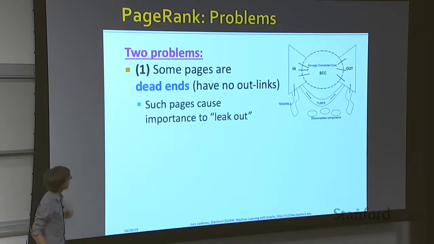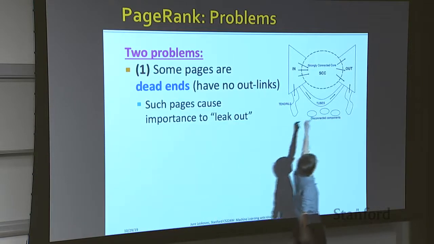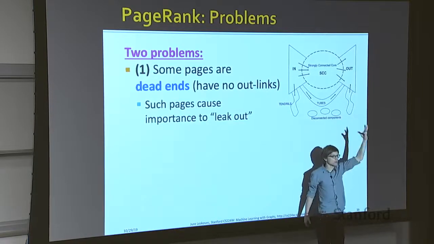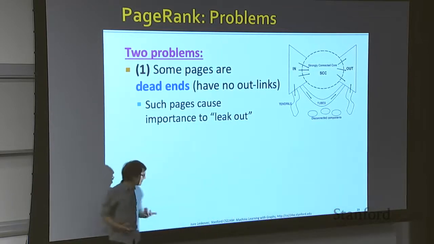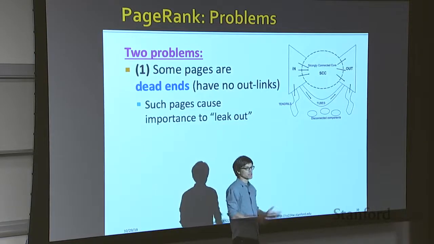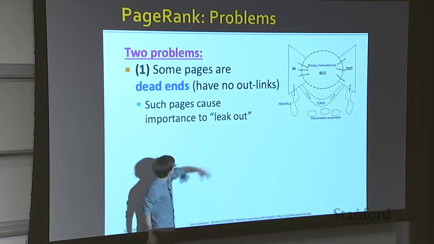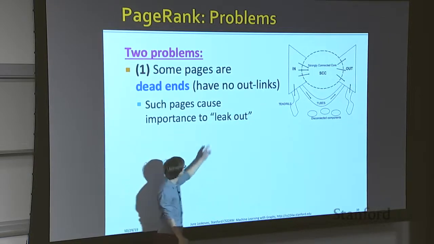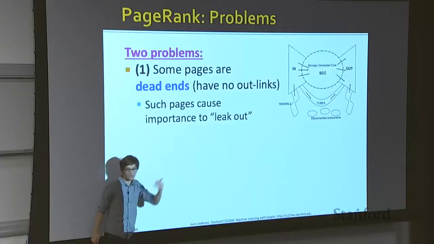So the first reason this won't converge is dead ends, right? These are the pages in the out component that you get into, but there's nowhere to go out from. What does this mean? If you think of yourself as a random walker, you just came to the end of the cliff. You came to a web page that has no outgoing edges. You don't know what to do. So these dead ends, these web pages without outlinks, leak out importance. Basically, the random surfer doesn't know what to do because there's nowhere to go. So that's one problem, pages without any outlinks.